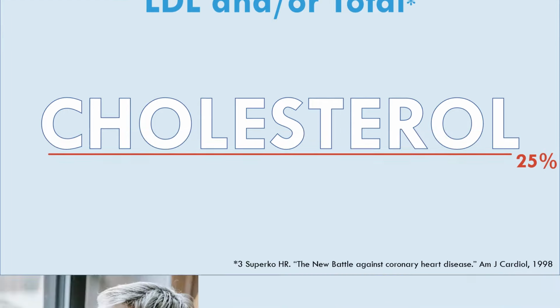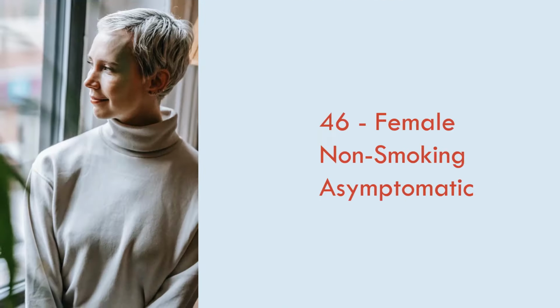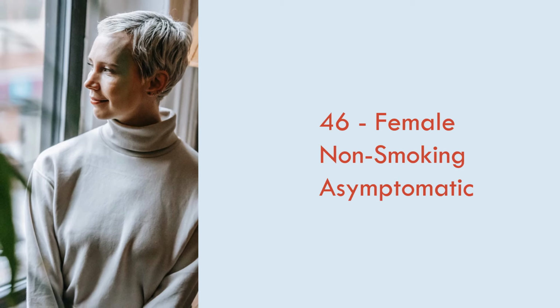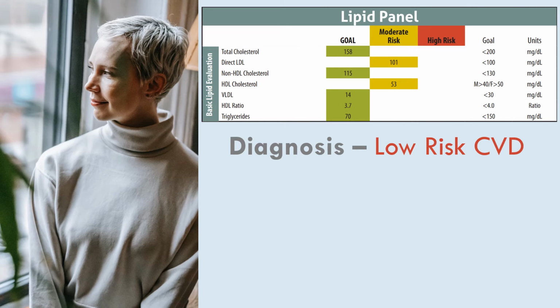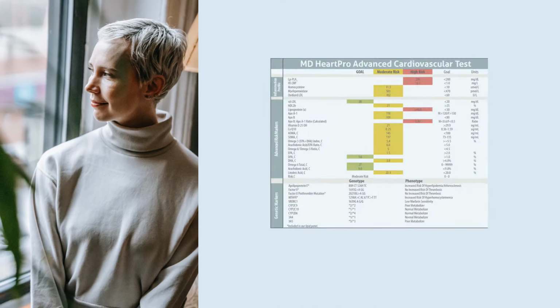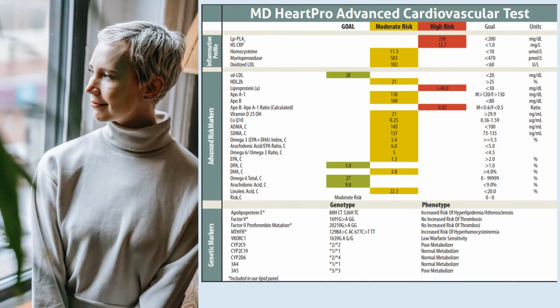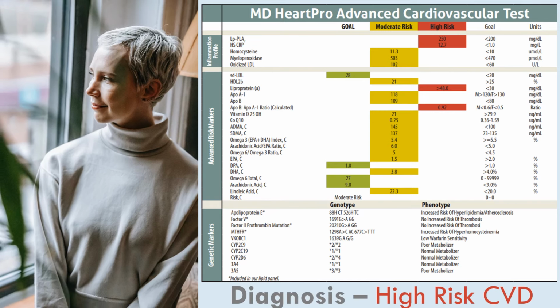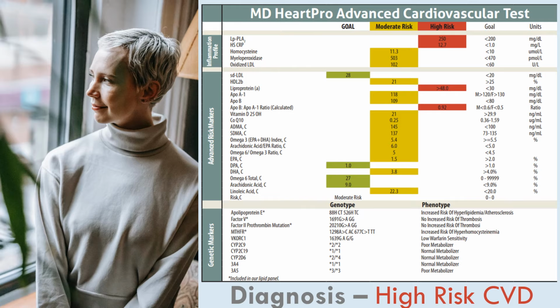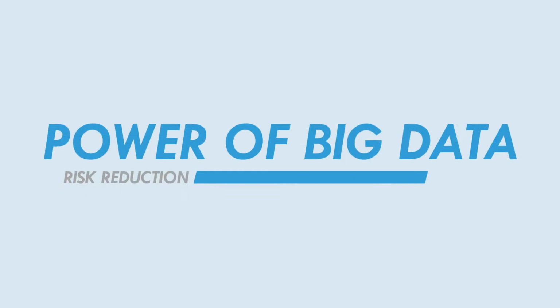As an example, this 46-year-old asymptomatic, non-smoking female would appear to be at low risk for cardiovascular disease based upon their lipid panel. However, MD HeartPro tells the rest of the story, identifying key inflammatory and other advanced risk markers that actually put them in a high-risk category for cardiovascular disease. Equipped with the power of data, this patient's physician can provide a targeted treatment plan, mitigating the risk of cardiovascular disease for this patient.